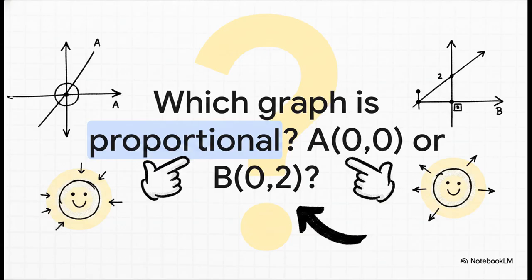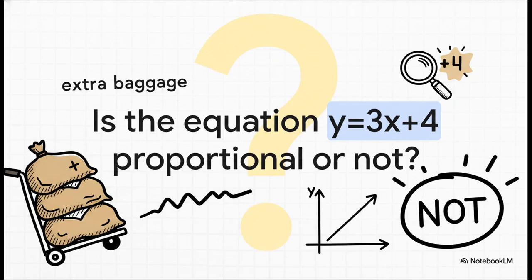Well, if you said Graph A, you are absolutely right. Because it passes perfectly through 0, 0, it is for sure proportional. Fantastic. Okay, let's look at question 2.